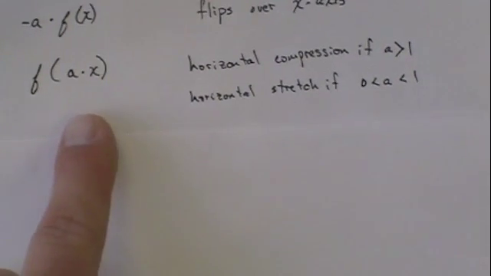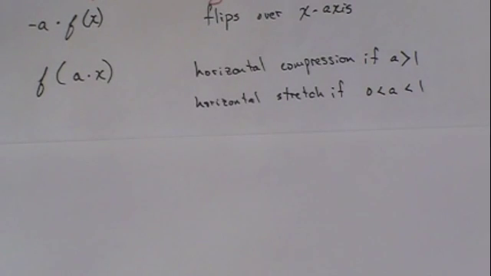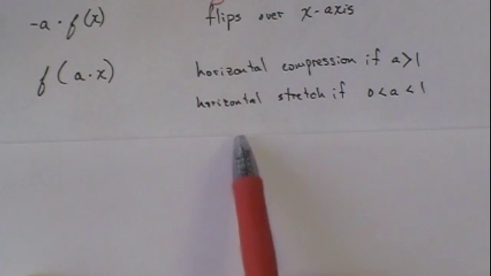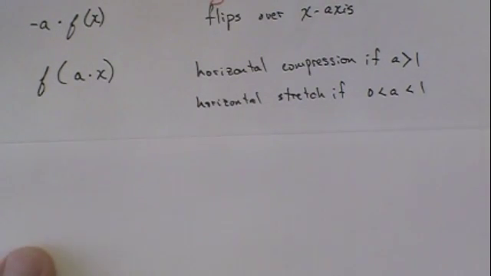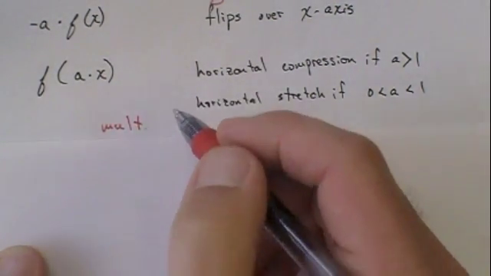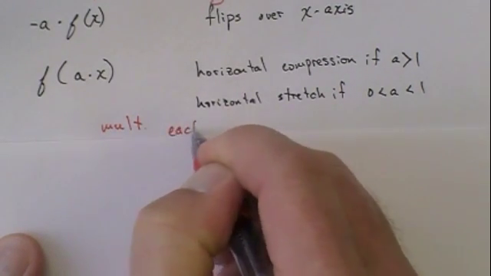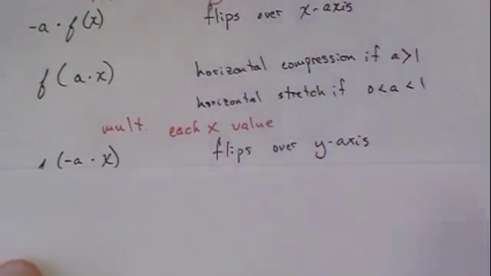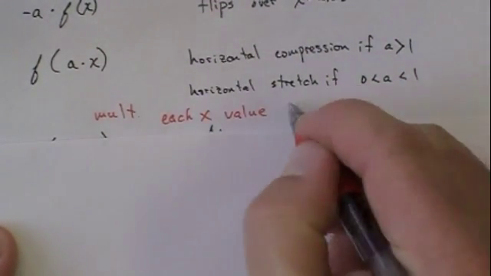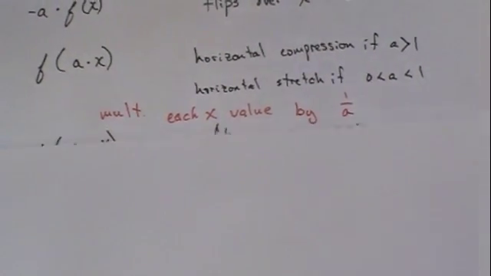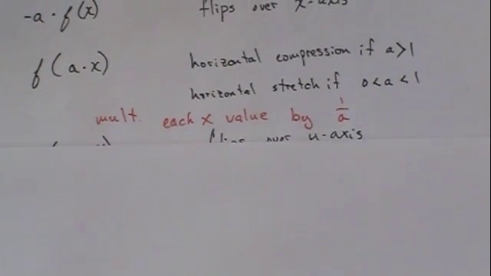Now this time we're going to be multiplying our x values by a. That's going to result in a horizontal compression if a is greater than 1, or a horizontal stretch if a is between 0 and 1. Now again, our rule here, we're going to multiply each of the x values by the reciprocal, or 1 over a, as we're doing this. All right, and we'll show an example to do more of this.